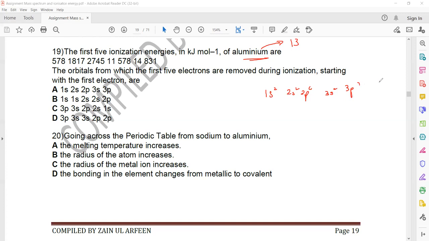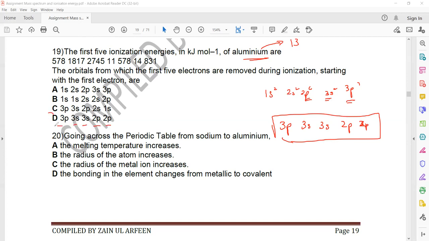When we remove electrons, the electron is always removed from the last shell first. So the first electron will be removed from 3p. Then the second electron is removed from 3s. Then another electron also from 3s. Then an electron removed from 2p. Then another electron also from 2p. So this will be the order of removal of electrons: 3p, 3s, 3s, 2p, 2p. So D will be the right answer.